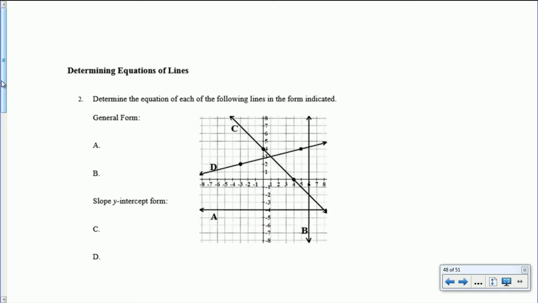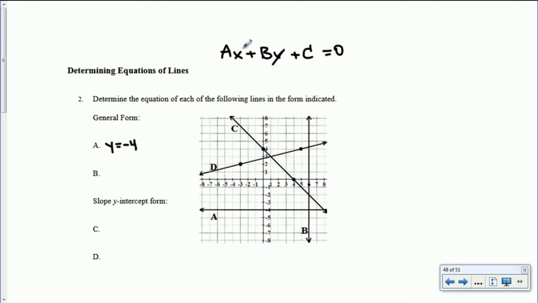Okay, number 2a. Determine the equation of each of the following lines in the form indicated. So we need general form for A. So this is y equals negative 4, right? But that's not in general form, because general form needs to be Ax plus By plus C is equal to 0.